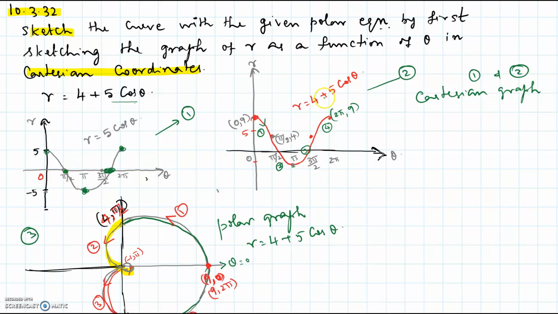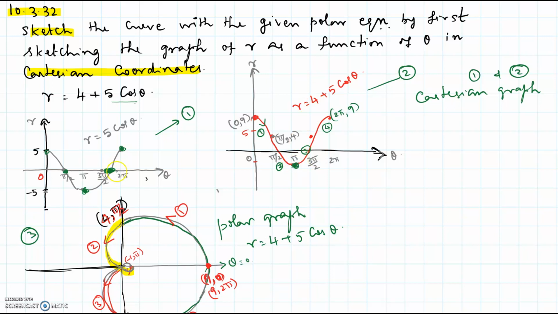Now we will shift the graph vertically up 4 units. So the point 0, 5 at theta equal to 0 becomes 0, 9. Then at pi by 2, what was 0 now shifts vertically up 4 units, so there's one point over here which is pi by 2, 4. Then at pi, previously it was negative 5. Now it will be shifted up by 4 units, so it will become negative 1. So at pi it is negative 1.